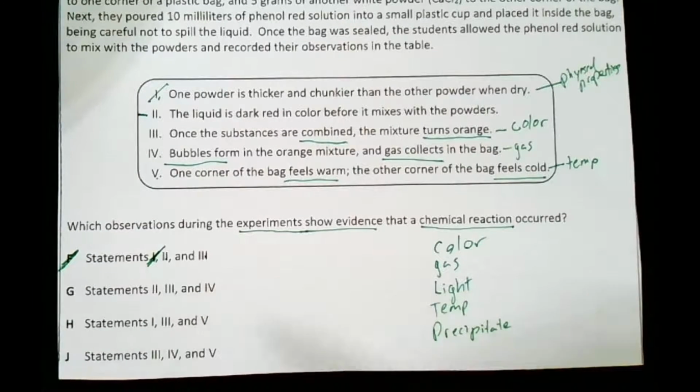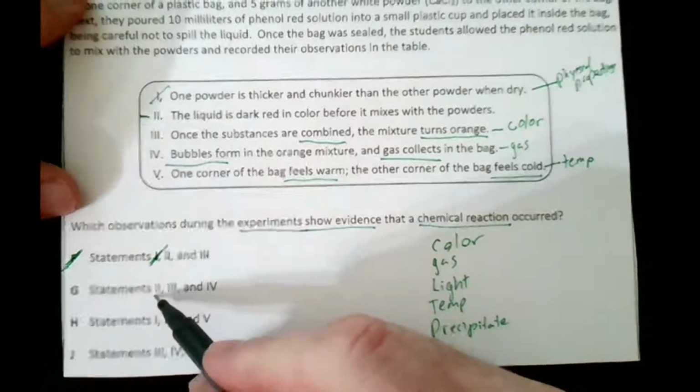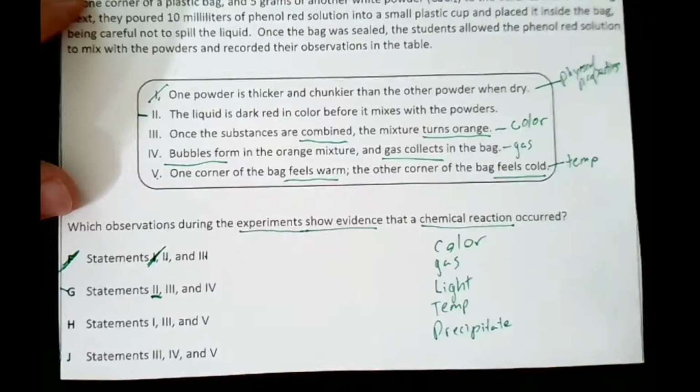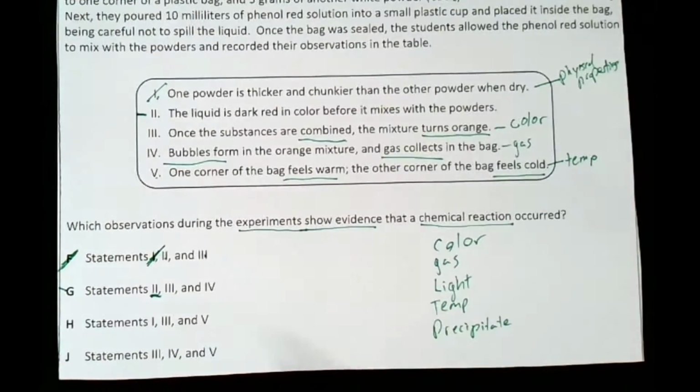There's statement 2, or G. Statements 2, 3, and 4. Is that one correct? Does that show evidence of chemical change? Okay, we have that 2 there. That's a maybe. We're not sure, so put a line there next to it. We'll come back. Let's look at H.